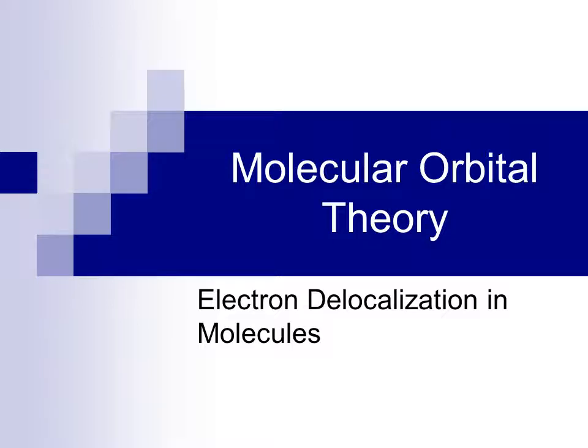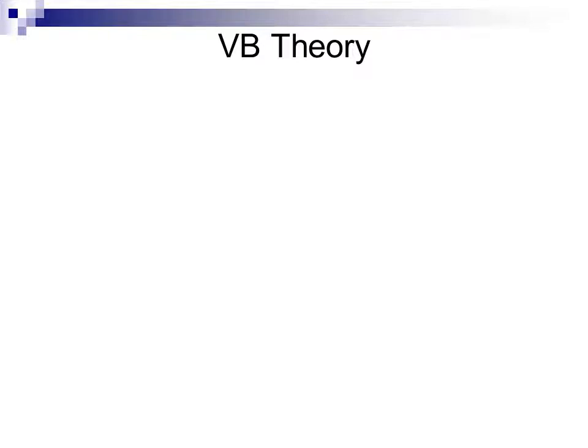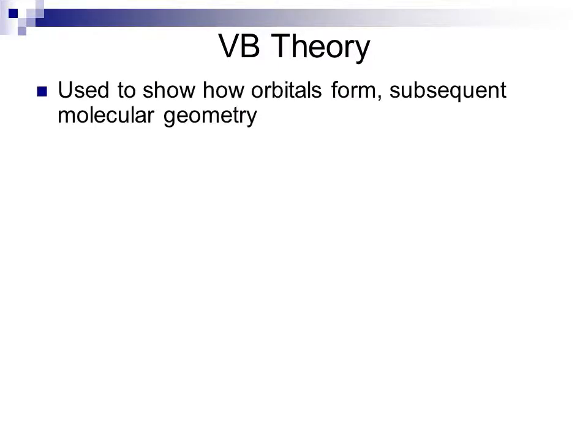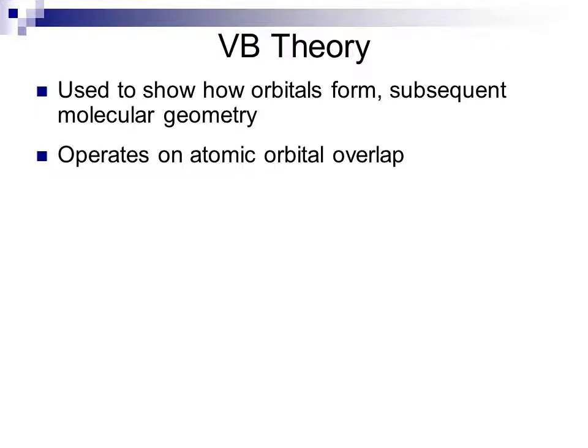Molecular orbital theory, looking at electron delocalization in molecules. Now, if you consider the idea of combinations of orbitals, we start with the notion of valence bond theory, which we've discussed before. Valence bond theory is used to show how orbitals form and how molecular geometries arise from those orbitals. They operate looking at the overlap in atomic orbitals.